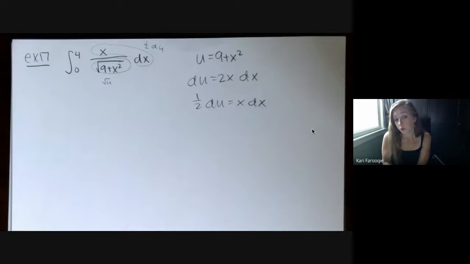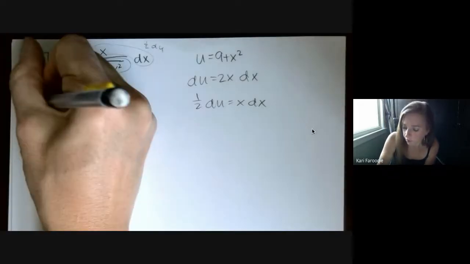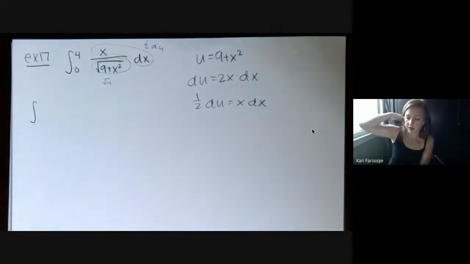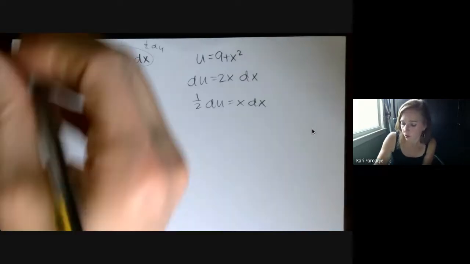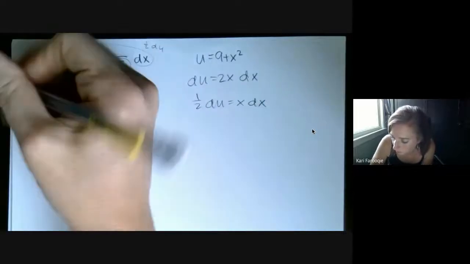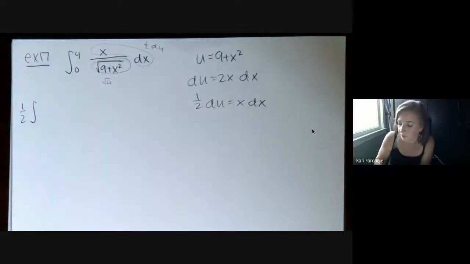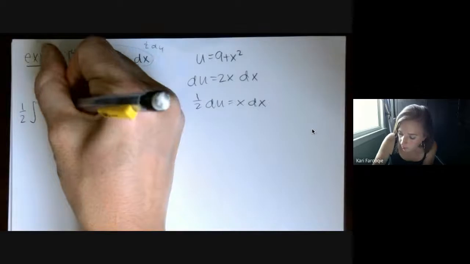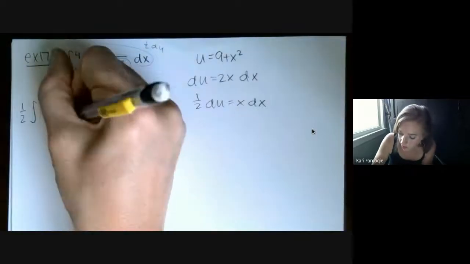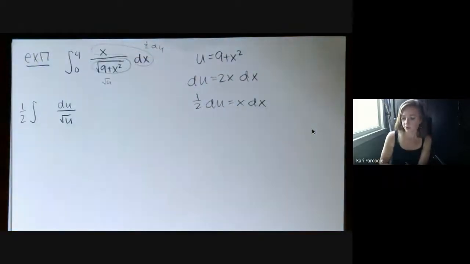However, the square root of u is in the denominator. So when I rewrite this, I'm going to rewrite it as u to the negative 1/2, or if you want, we'll just keep it the way it is for now, and then we'll rewrite it in a second. But you have 1/2 and then du divided by the square root of u.